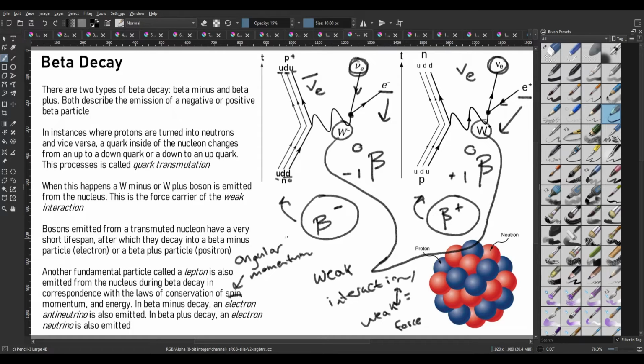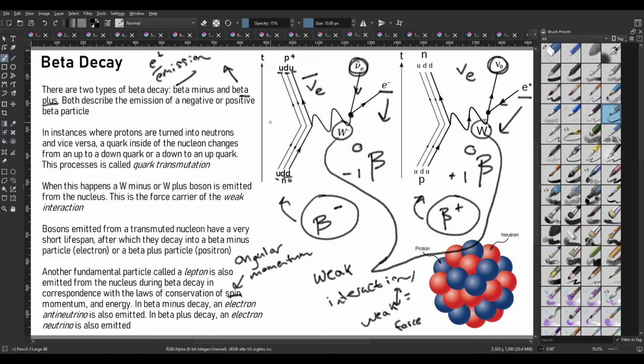And that is just to obey laws of conservation. So, beta plus and minus decay. There are two types of beta decay. Beta plus decay is sometimes referred to as positron emission. So beta plus, we'll call this, sometimes called positron emission, but these are the same thing.